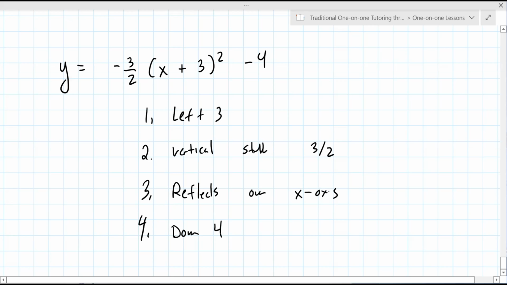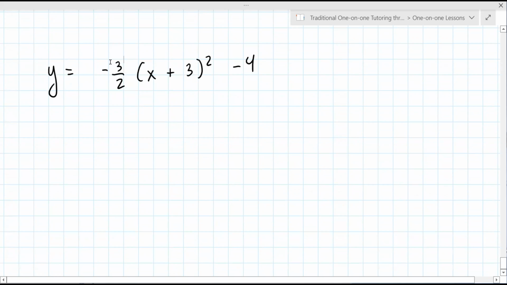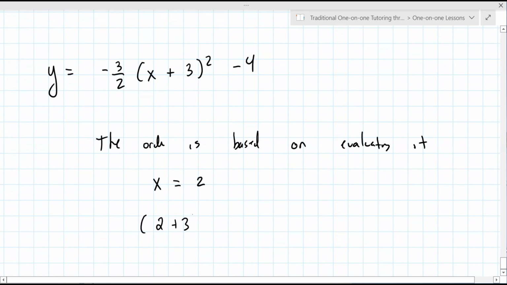Down 4, yeah. Now if you're ever wondering, how do I know the order? It's really not that complicated if you know the following. The order is based on evaluating the function. So let's say x was 2. What would you do first after you put 2 in for x? You'd add 3. Wouldn't you add 3 first? Yeah. And that's the first transformation you make.